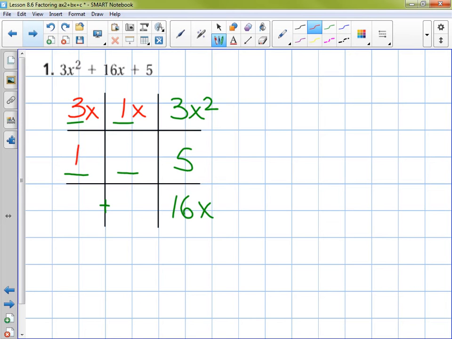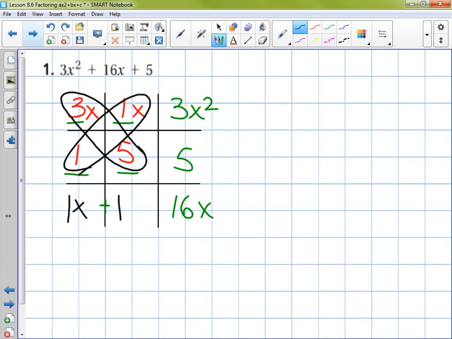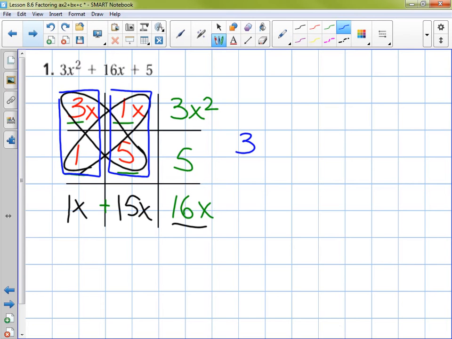So I'm going to start with 1 times 5. 1 times 5 is 5. 3x times 1x is 3x squared. Those work. Now you have to check to make sure that the bottom row is correct. And you do that by cross multiplying. 1 times 1x is 1x. 3x times 5 is 15x. And when you add those together, do you get 16x? You do. And so your answer is found in each column. So the answer to this trinomial factored into 2 binomials is 3x plus 1 times x plus 5, or 1x plus 5.